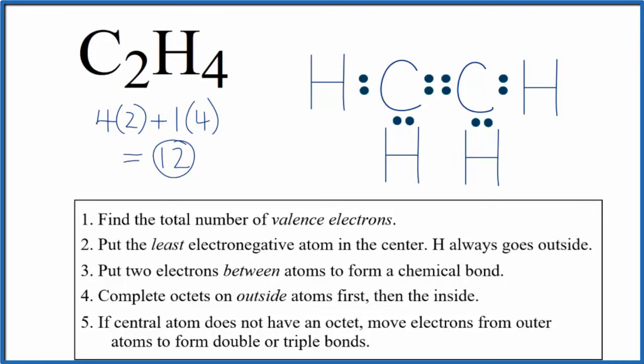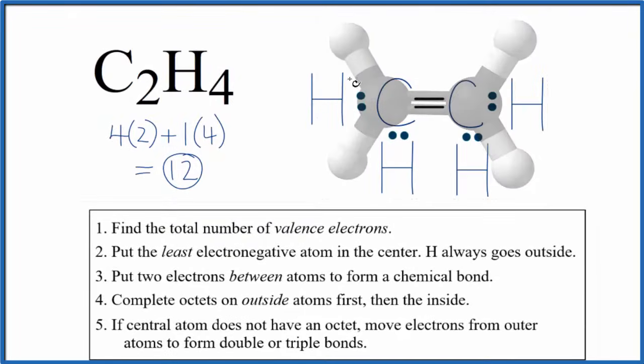Sometimes you'll see the double bond represented like this, where each line is a pair of electrons. If we looked at the molecular geometry, it would look like this. So we can see our carbons are spread out like this, and then we have the double bond there in the center. So that's the Lewis structure for C2H4, ethane.